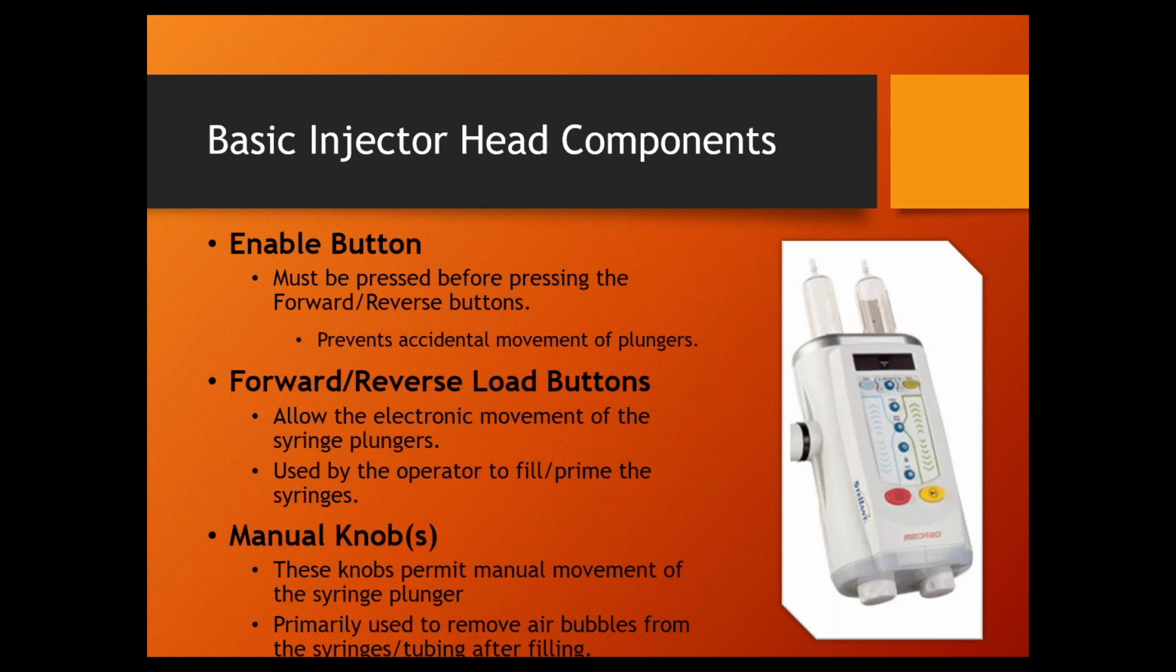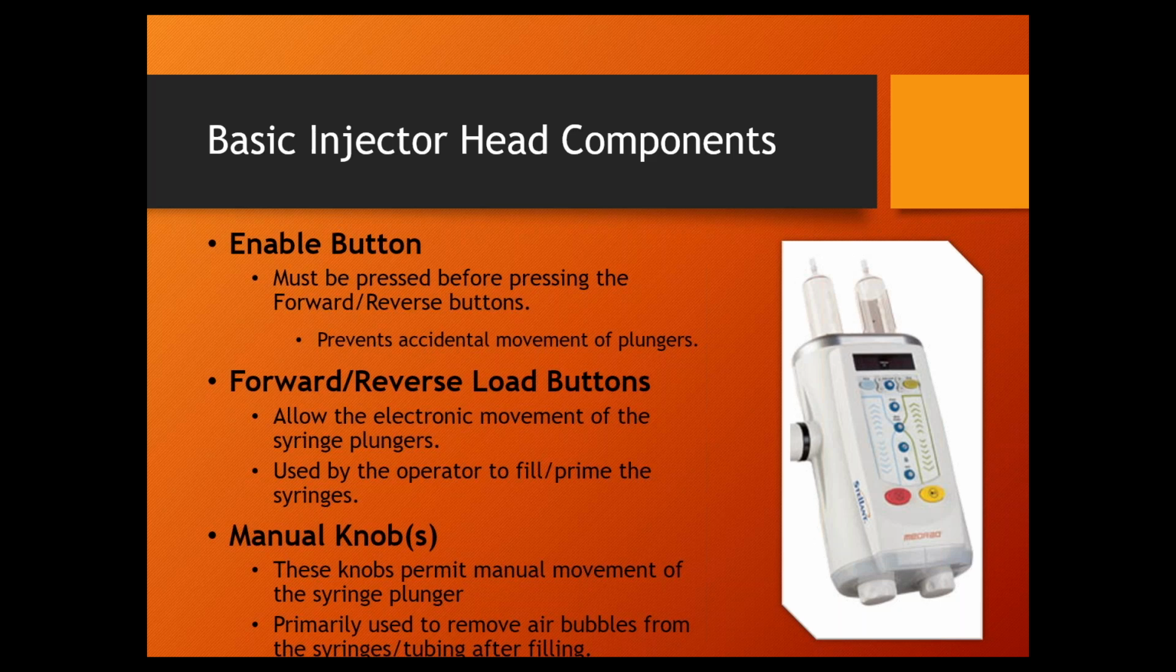So, one of the other safety features here. Let's say we're all hooked up to my patient. These buttons right here, the enable button, forward, reverse, and manual knobs, are used to load the syringes with the fluids. You'll notice my green side and my blue side each have forward and reverse buttons. This is how we electronically move the pistons up and down. Both sides also have a manual knob down here if I just want to manually move the piston forward or reverse a little bit.